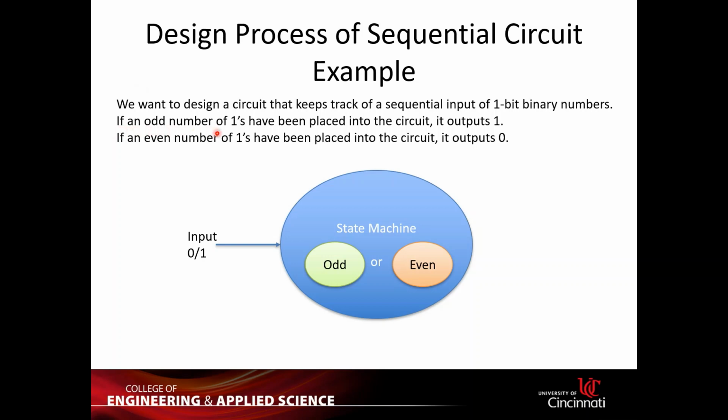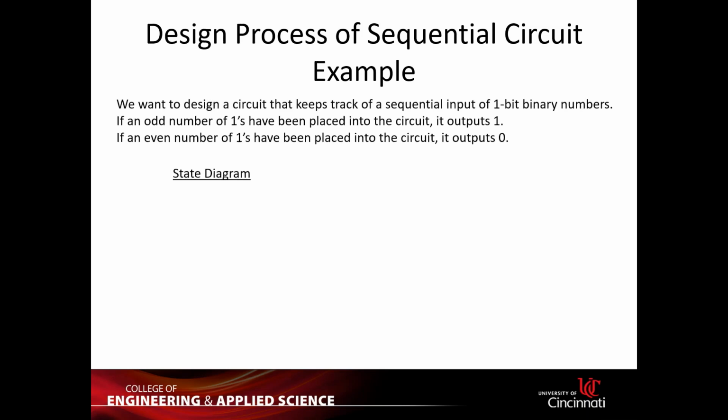If an odd number of ones has been placed into the circuit, then the output is 1. If an even number of ones have been placed into the circuit, let's have an output of 0. That means our state machine right here has to be able to keep track of 2 states, which is the odd state and the even state. Okay, so we can have a state diagram. Let's say even state and odd state.